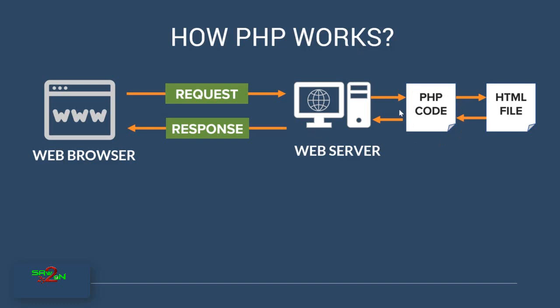That's point number one. Whenever the PHP code is executed on the web server, the converted code is HTML code, and the HTML code is given back to the web browser so that the web browser can display that code. And the role of PHP here is basically to connect to a database.